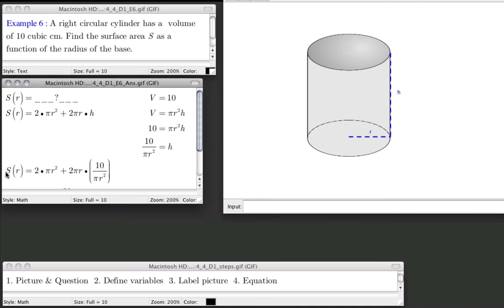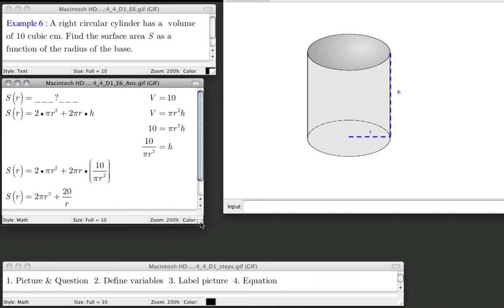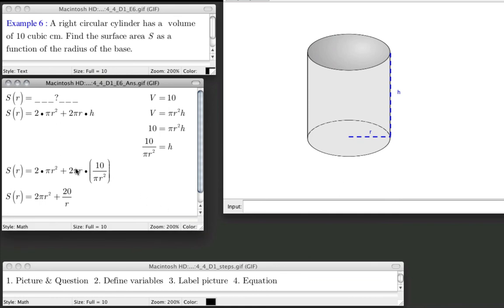And now I have the surface area written with the only variable being r. I've got 2 pi r squared plus 2 pi r times h written a different way. A little bit of basic simplifying: pi cancels with pi, r over r squared leaves an r in the denominator, and 2 times 10 is 20. So the formula for the surface area of a right circular cylinder, written in terms of only the radius, is 2 pi r squared plus 20 over r.